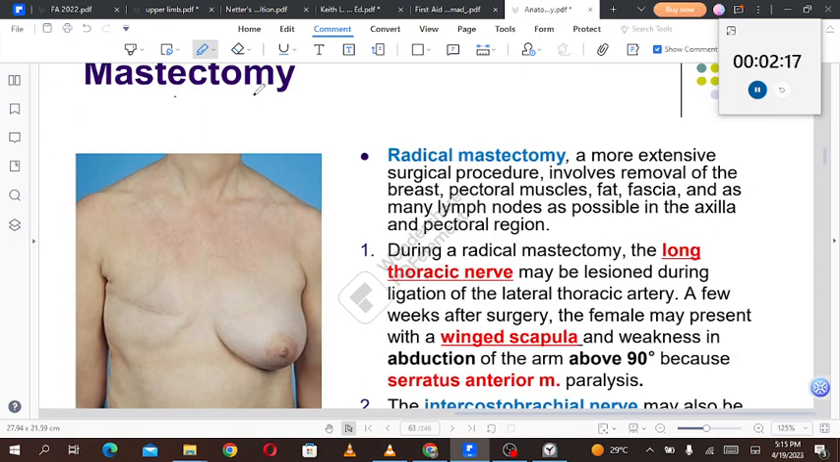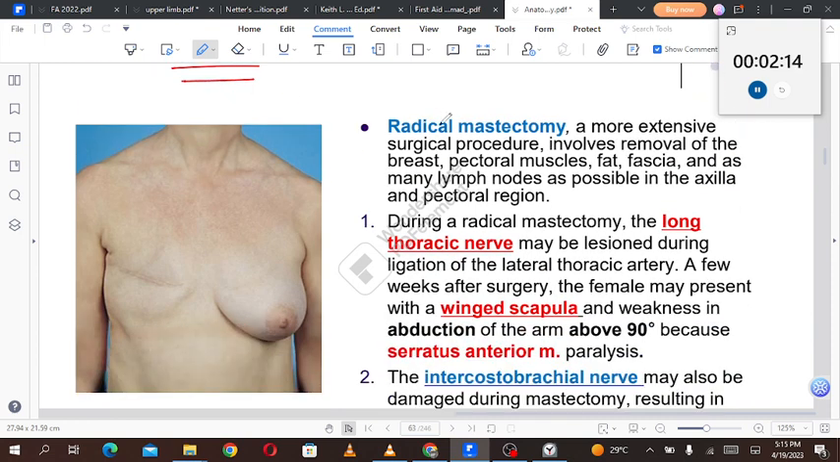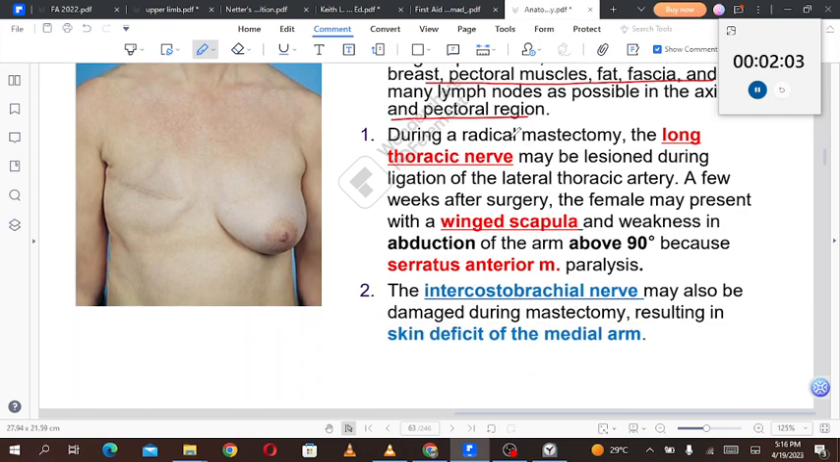Okay, what is mastectomy? Ectomy means removal, so mastectomy is the removal of a breast. Radical mastectomy, a more extensive surgical procedure, involves the removal of the breast, pectoral muscle, fat, fascia, and as many lymph nodes as possible in the axilla and the pectoral region. During radical mastectomy, the long thoracic nerve may be lesioned during the ligation of the lateral thoracic artery.